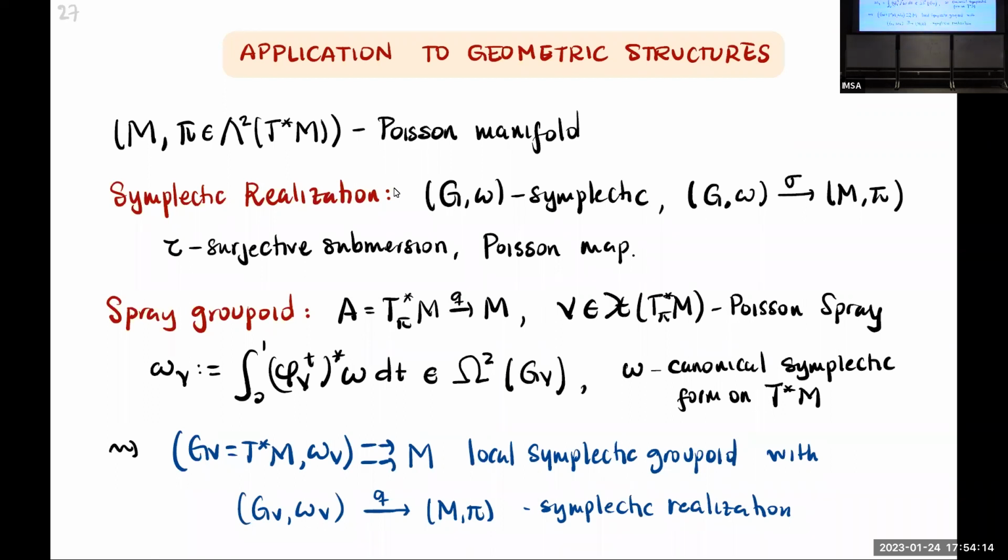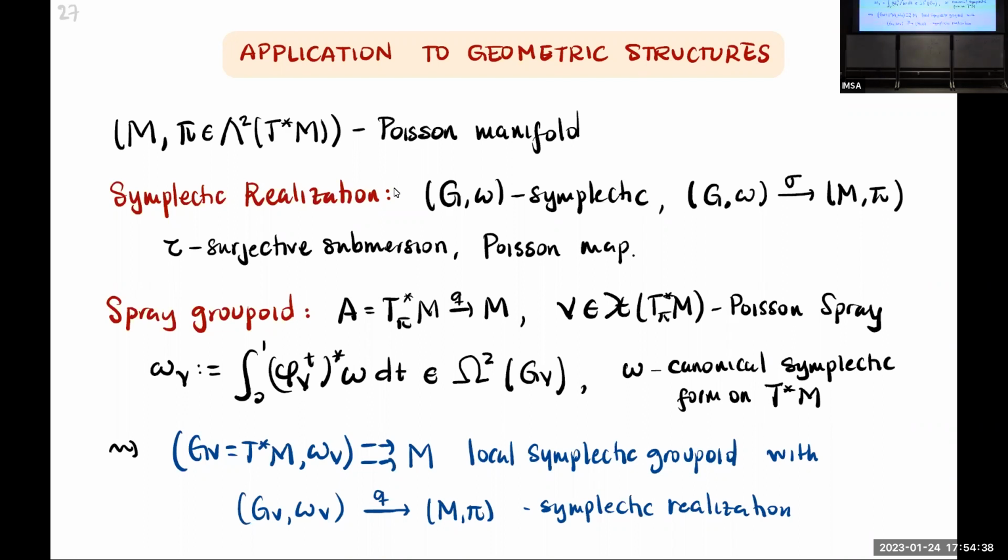And sitting above M, okay? Whenever you have this symplectic groupoid, the source, which in this case is just the projection, will be a symplectic realization. So that's a way to desingularize, as I told you, a geometric structure. In this case, a Poisson structure.